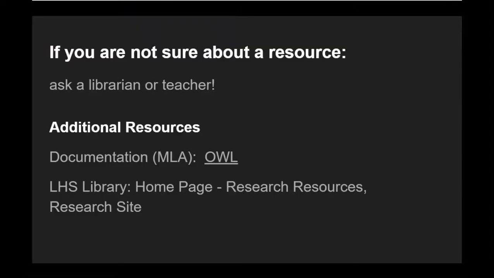Like I said, if you're not sure about a resource, make sure that you ask your librarian. Ask me, you can email me very easily, or you can ask your teacher, of course, and then we have some additional resources linked here. The first is if you are confused about documentation and EasyBib isn't helping you out, make sure that you use the online writing lab through Purdue University. It's a very helpful place to go for any kind of documentation. And then also we have the library research page.